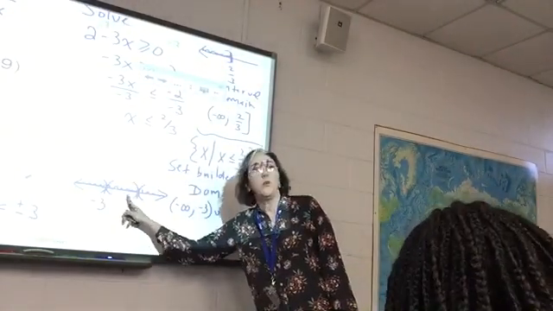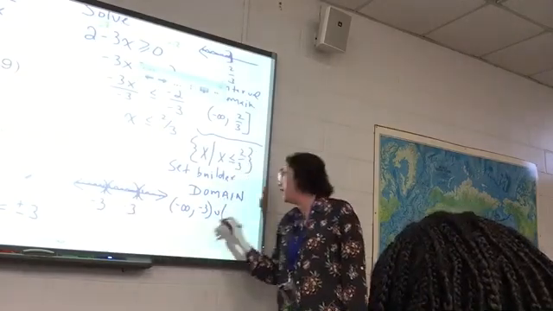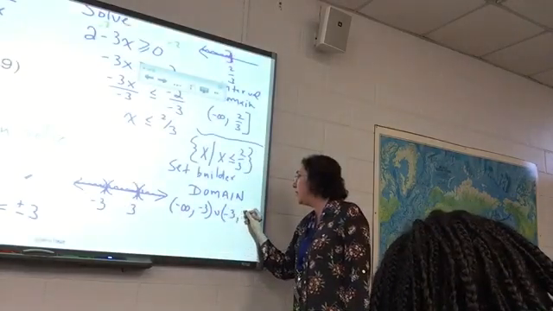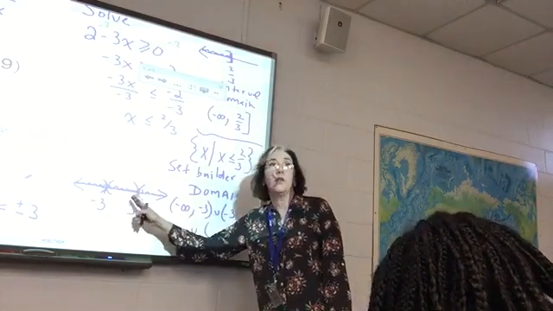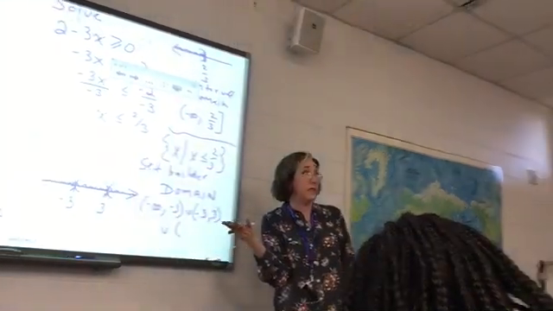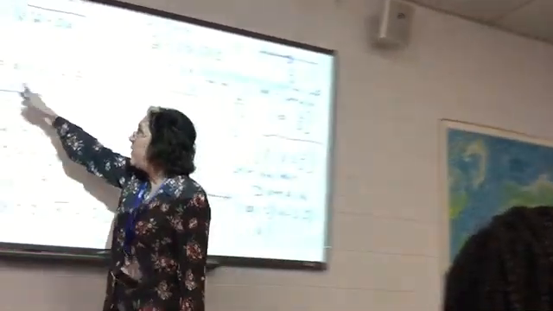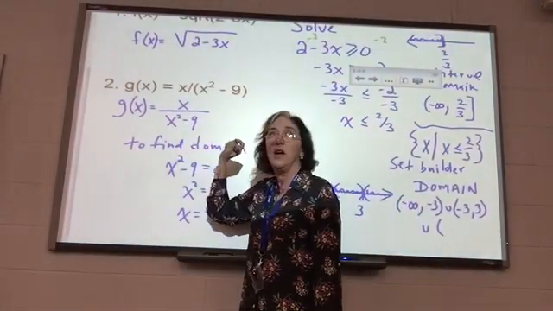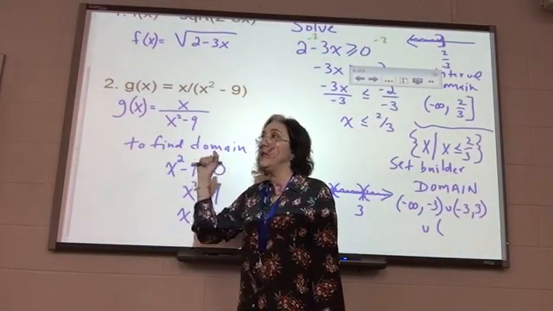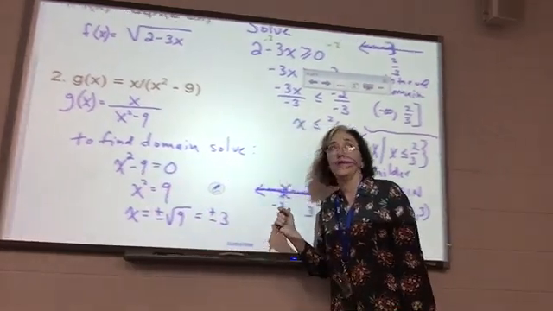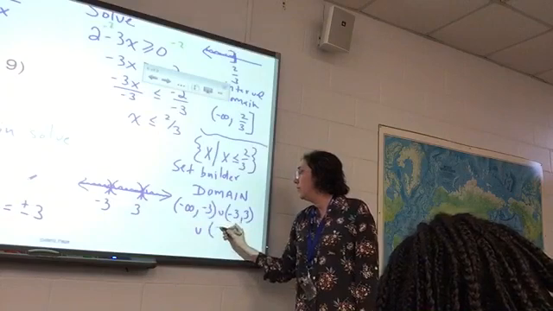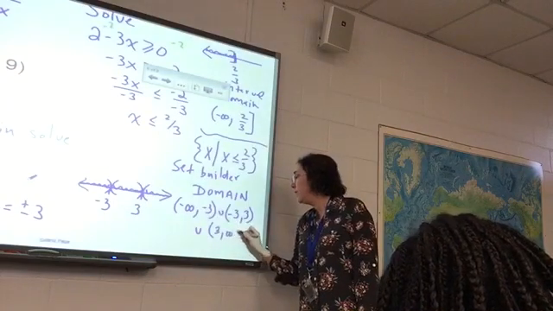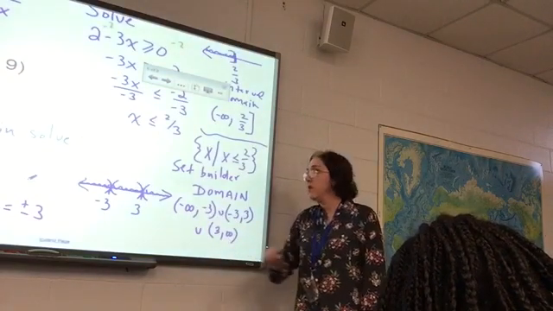Yes, a lot of times people will forget this interval, so be careful about that. So negative 3 to positive 3. So all of those numbers. Does 0 work? Yes. Look, 0 over 0 squared minus 9. What's that going to give me? 0. 0 is a number. And then what's that last interval? Good. 3 to positive infinity.